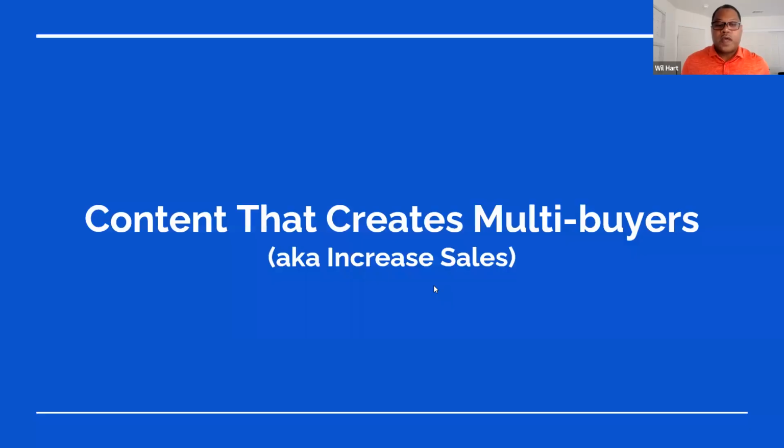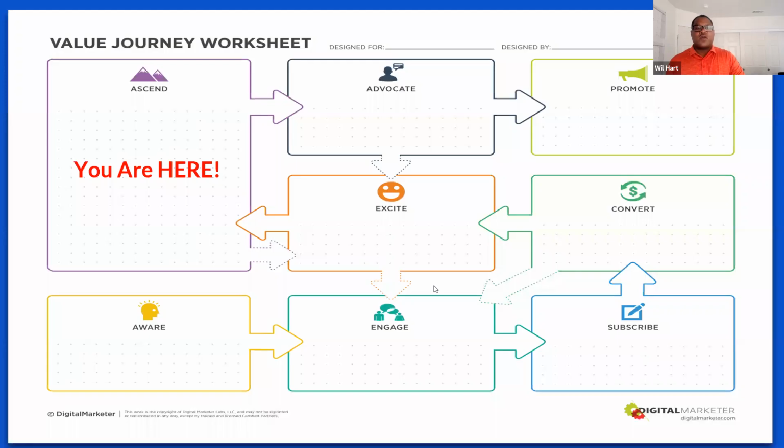So what we're going to do now is talk about content that creates multi-buyers. What is a multi-buyer? A multi-buyer is a person that increases your sales. So here we are at the Ascend stage. Now, ideally, two stages back at the Convert stage, maybe it's a smaller purchase because they're just getting to know you. And remember earlier I said, even if they spend 1 cent with you, the relationship has fundamentally changed.